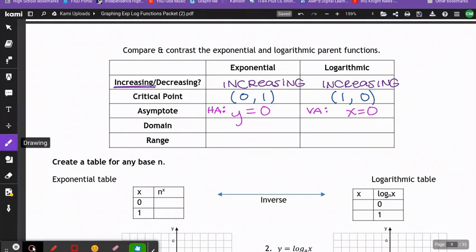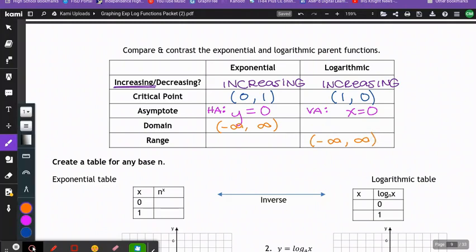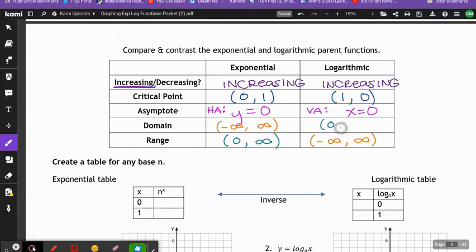The domain for exponentials is always going to be all real numbers, and it's the range of logarithms that is all reals. And then the range for exponentials is going to go from 0 to positive infinity, and that is actually the domain for logarithms.